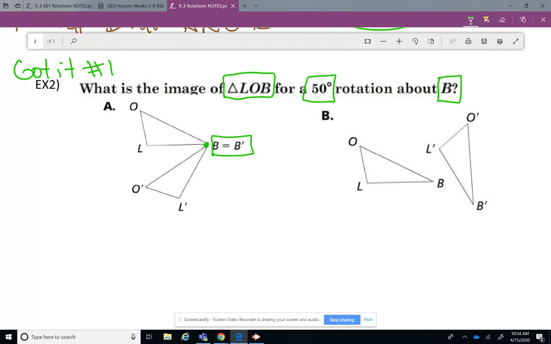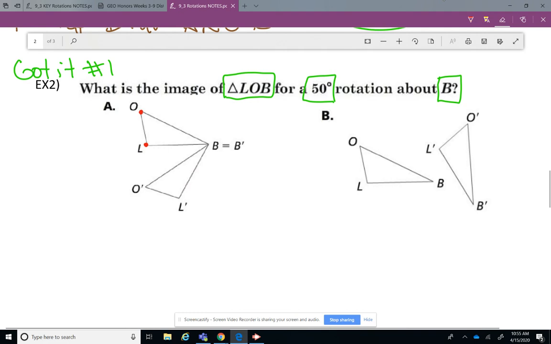Okay, so I want you to look at, let me erase the green, and let's look at this, the pre-image right here. If I'm going to rotate about point B, I want you to think about this: the distance from O to B is going to be the same distance from B to O prime. And don't those look like the same distance? So that looks good. All right, let's try L. The distance from L to B is going to be the same distance from L prime to B or B prime.